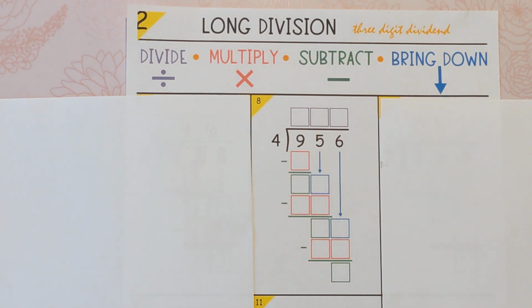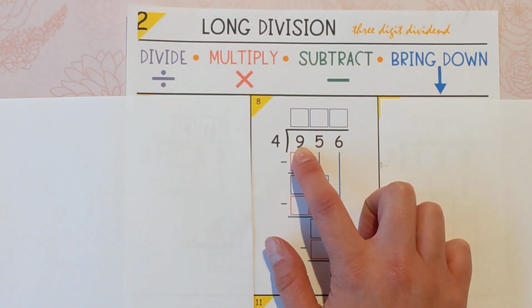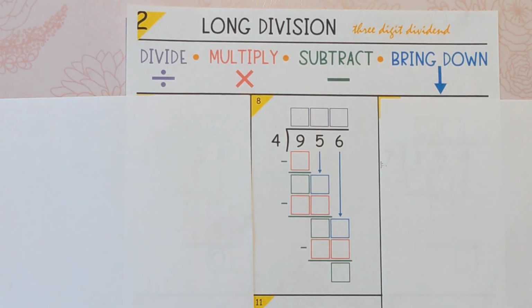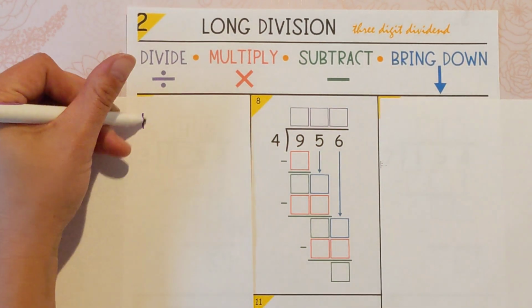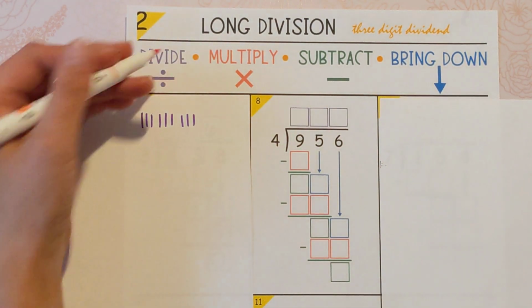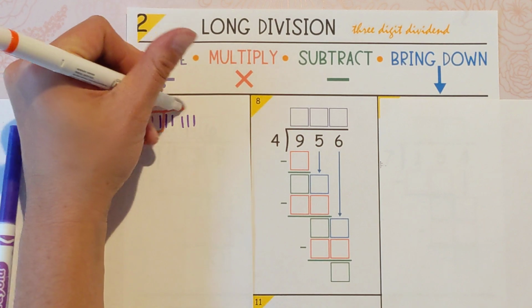So our first step is to divide 4 into 9, or 9 divided by 4. So we're just saying how many times can 4 fit into 9? How many groups of 4 can you make? There's a group of 4. There's a group of 4.